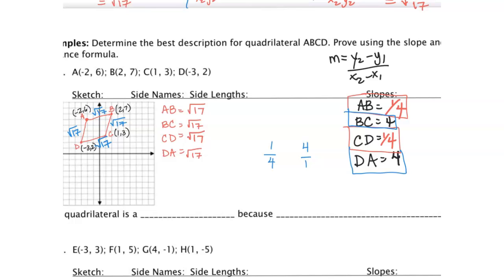They're not opposite reciprocals because they're both positive. Positive 1/4 and a positive 4 over 1. They are reciprocals, which means flipped, but one is not negative while the other fraction is positive. So in this case, they are not perpendicular.